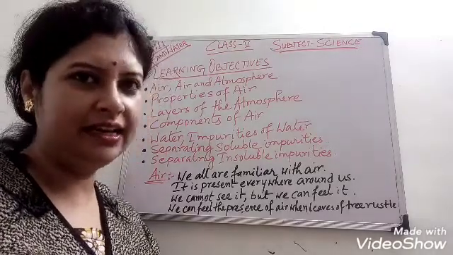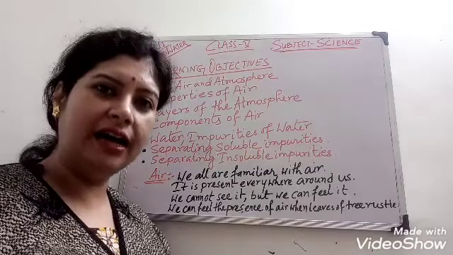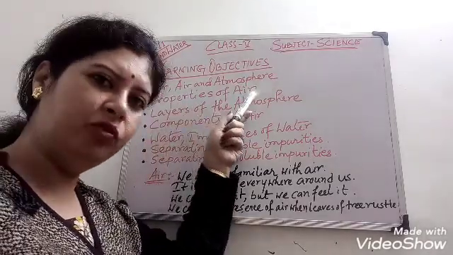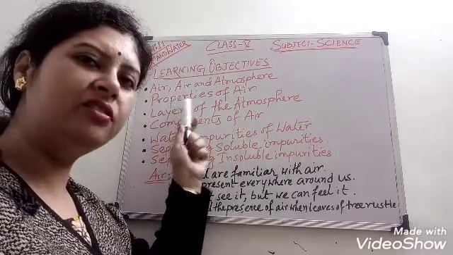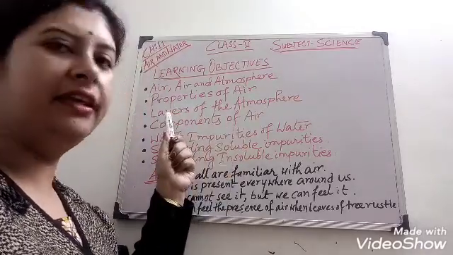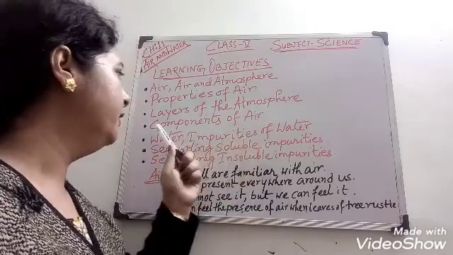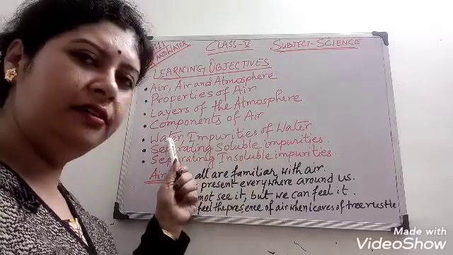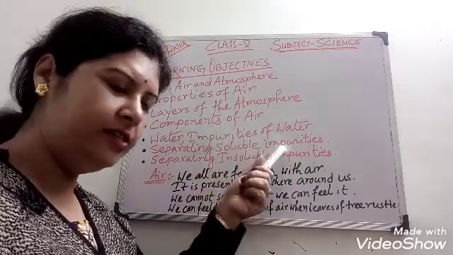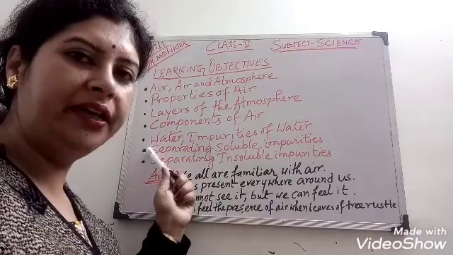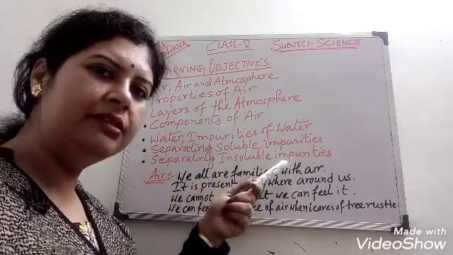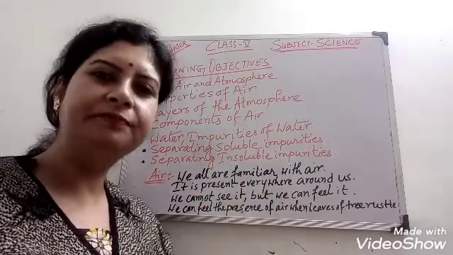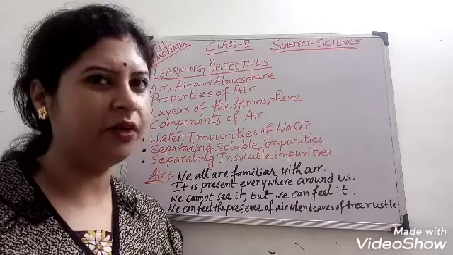Then let's start. The learning objectives are: first, air and atmosphere. Next, properties of air. Next, layers of the atmosphere. Next, components of air. Next, water, impurities of water. Next, separating soluble impurities and separating insoluble impurities. Clear? Then let's start today's topic.